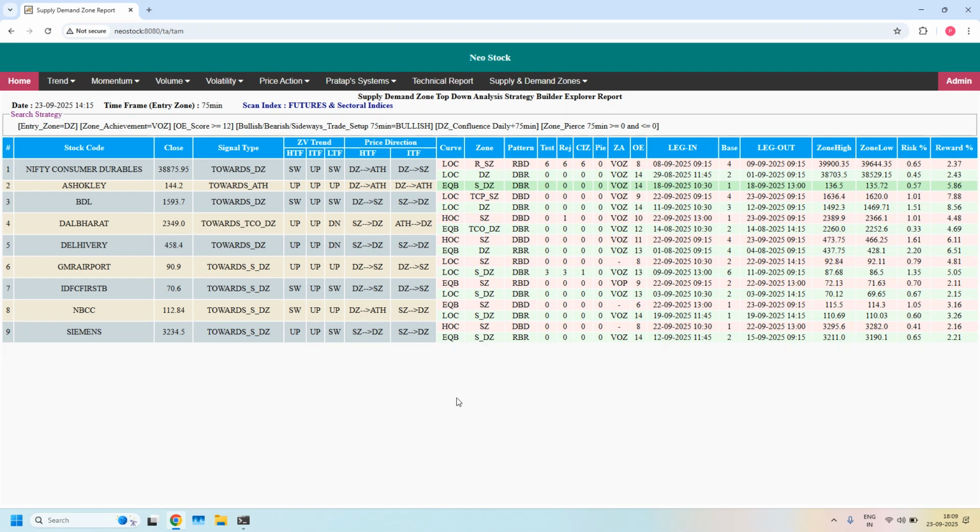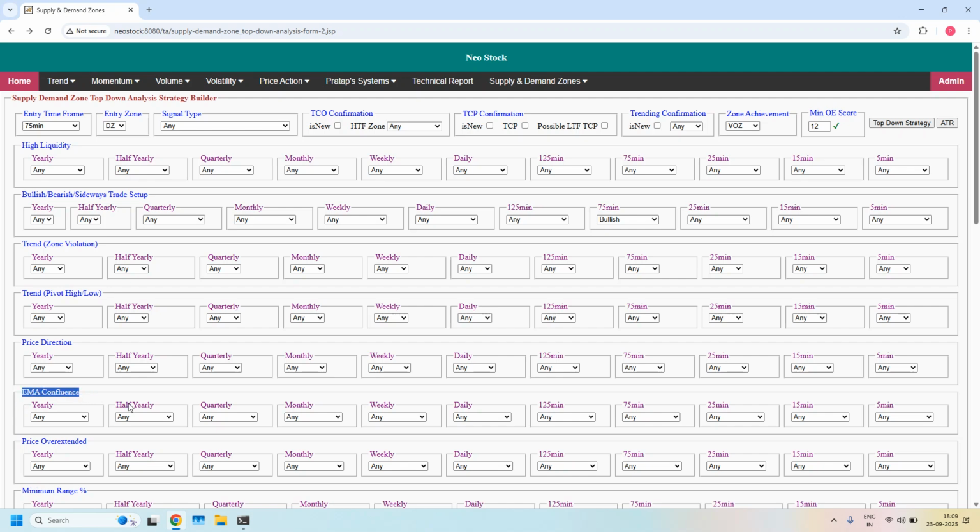That means 75 minutes demand zone is part of the daily demand zone. And daily trend, ITF trend, is uptrend in all the stocks. That's why we can further filter based on daily demand zone having daily EMA confluence. So I am going back, EMA confluence at daily. I am checking daily demand zone with daily EMA confluence.